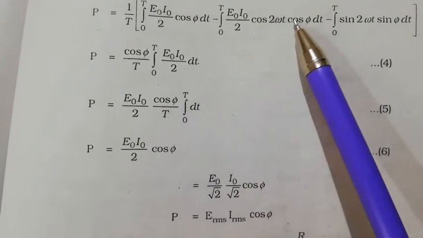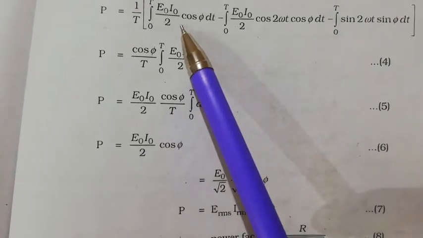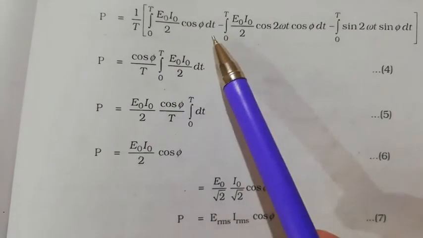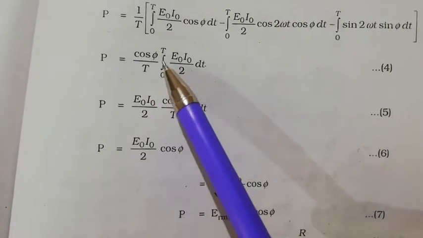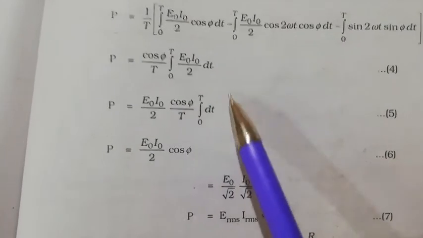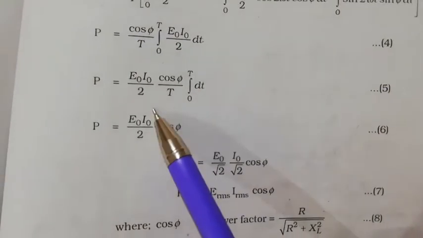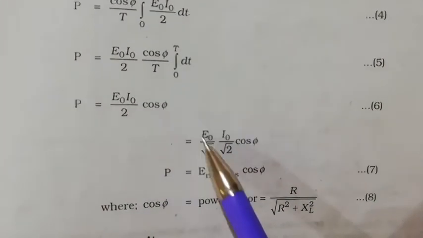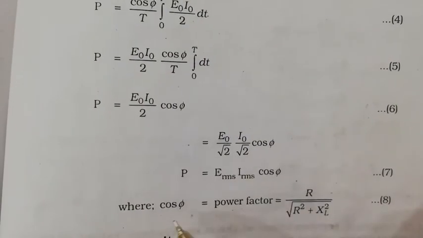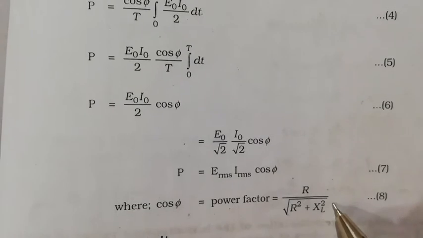As we know, you have to integrate the cos 2 omega t in this term and sin 2 omega t in this term. These two will be vanishing, and only remaining will be the first term. So, cos phi E0 I0 by 2 can be taken outside, and the denominator we got as 1 by t, and remaining is equal to integral 0 to t dt, that is here. That is, P is equal to, this t and t got cancelled, and the remaining E0 I0 by 2 cos phi. That's equal to, we can rewrite that as E RMS I RMS into cos phi. We know cos phi is the power factor, which is equal to R by root of R square plus XL square, or L square omega square.